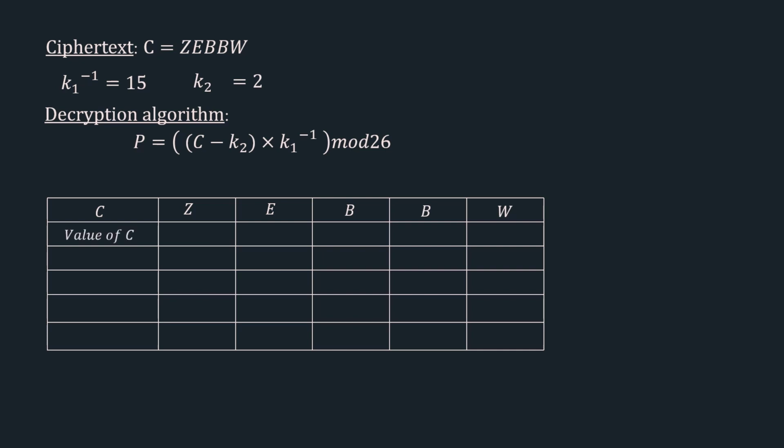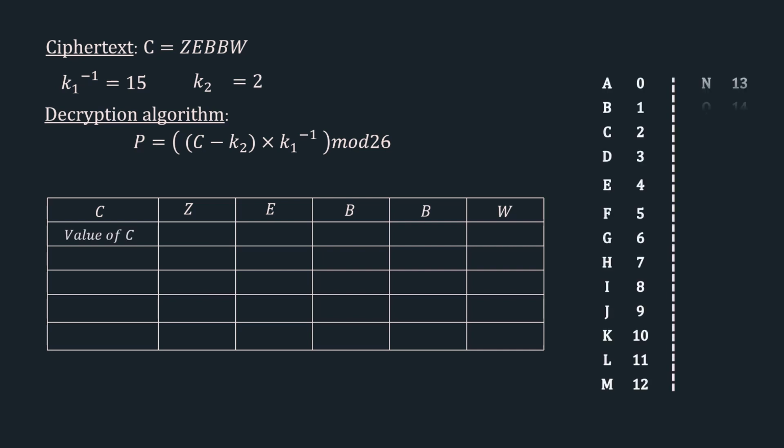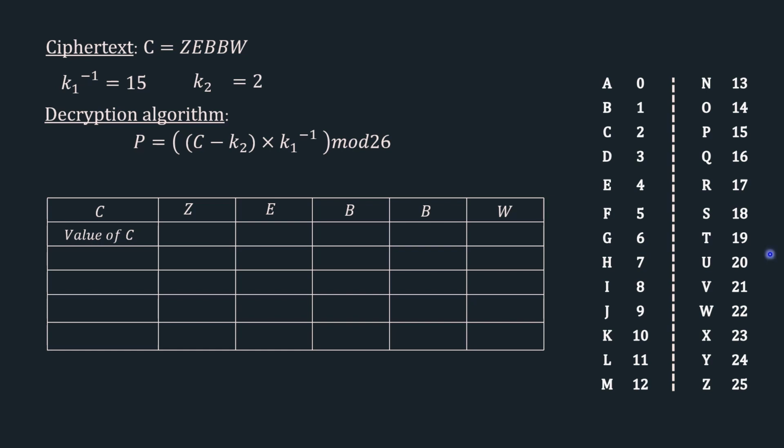The next step is the numerical value of C. Let's call the mapping table back for reference. So here Z represents 25, E represents 4, B represents 1, again we have B, so 1, and W represents 22. The next step is C minus K2, that is we subtract K2 from all above values. So 25 minus 2 gives us 23, 4 minus 2 is 2, 1 minus 2 is minus 1, again minus 1, and 22 minus 2 gives us 20.